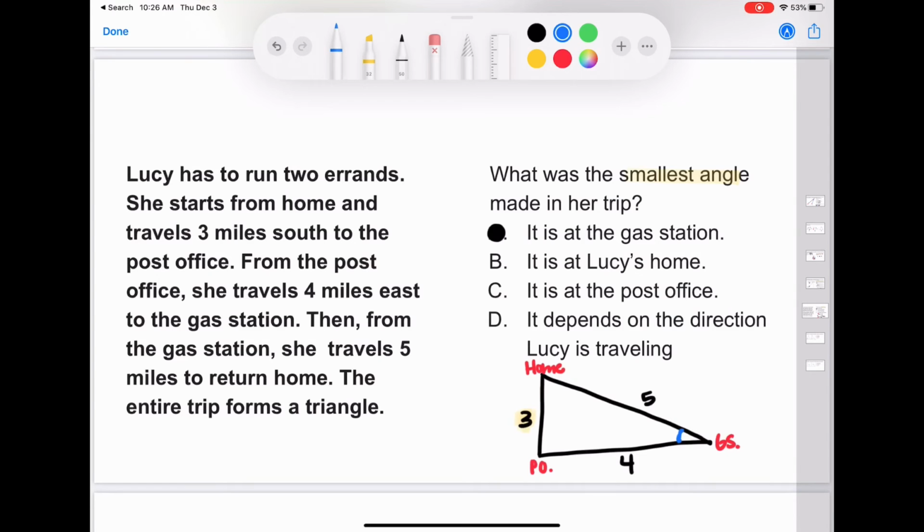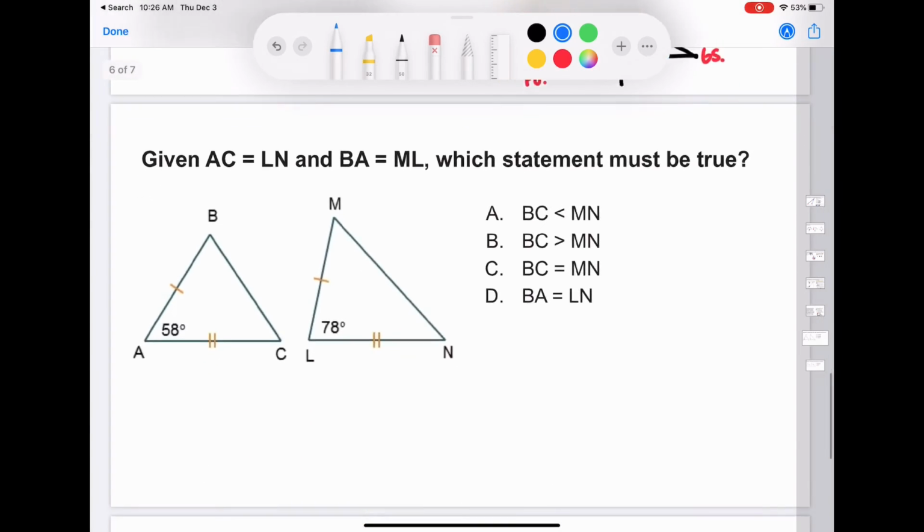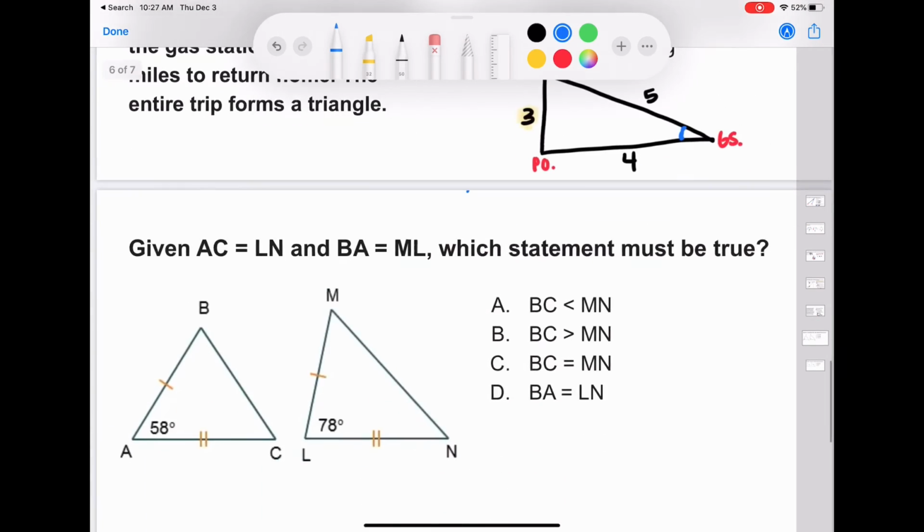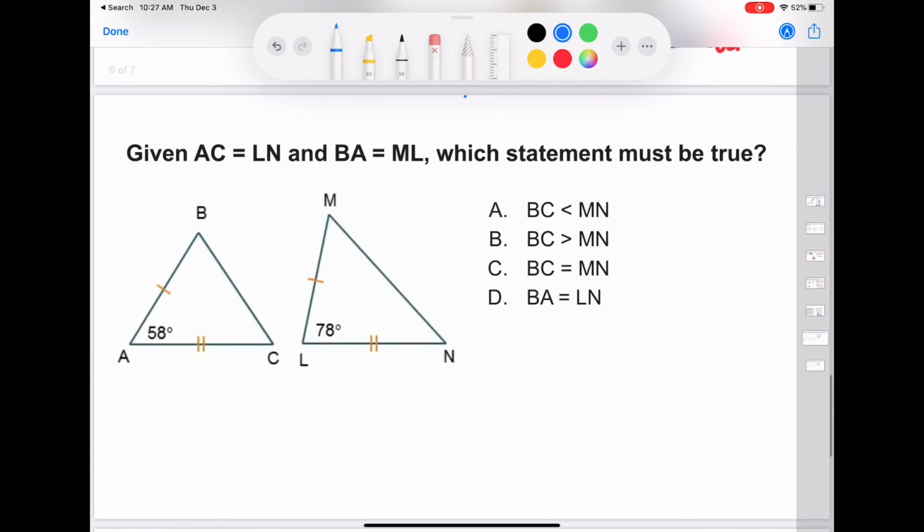Okay, that's how you would answer that question. Let's look at this next problem. This problem says, given that segment AC is equal to LN and segment BA is equal to ML, which statement must be true? Well, this takes us to our hinge theorem.